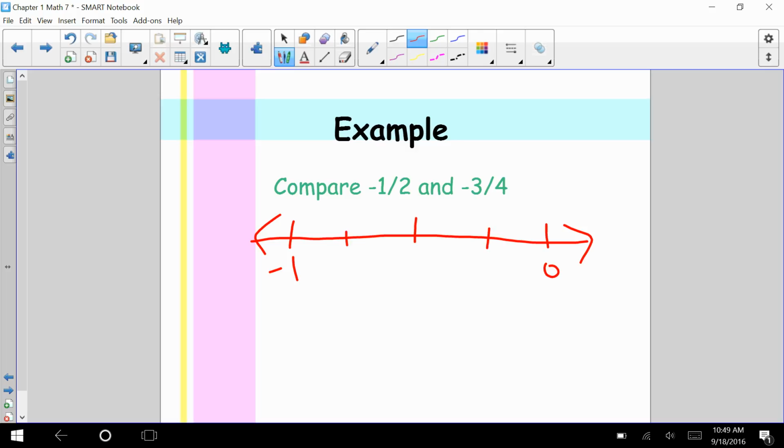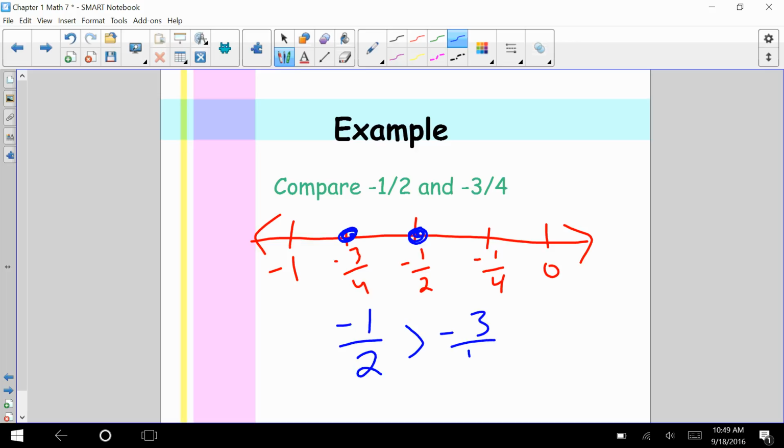Now, since negatives work the opposite way of positives, closest to 0 is -1/4, -2/4 or -1/2, and then -3/4 down here. So I've got -1/2 right about here, and -3/4 right about here. If you remember, the number further to the left is smaller. That means that -1/2 is greater than -3/4.